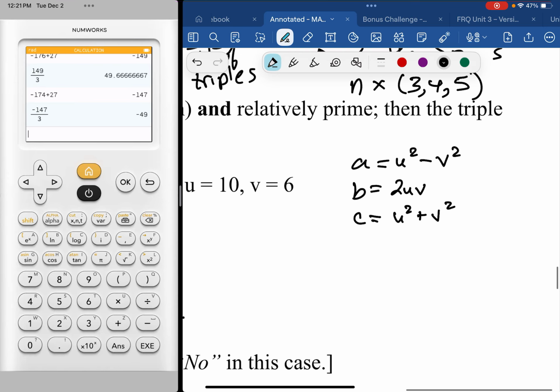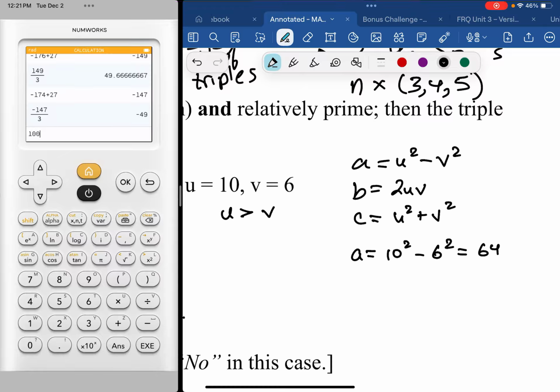So for a, I'm doing 10 squared, and we've verified u is greater than v. Both u and v are positive. So 10 squared minus 6 squared. That's 100 minus 36, which is 64. We'll get into actually testing it out in a minute. Let me just do it like this. I put a 39 in there for some reason.